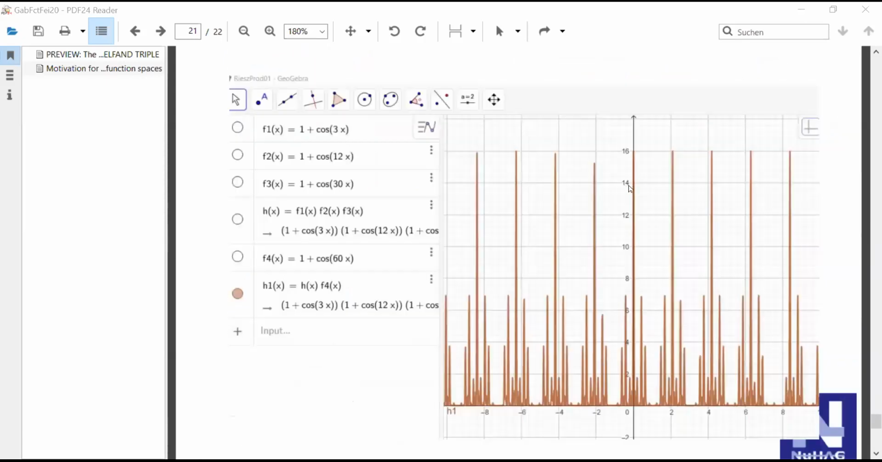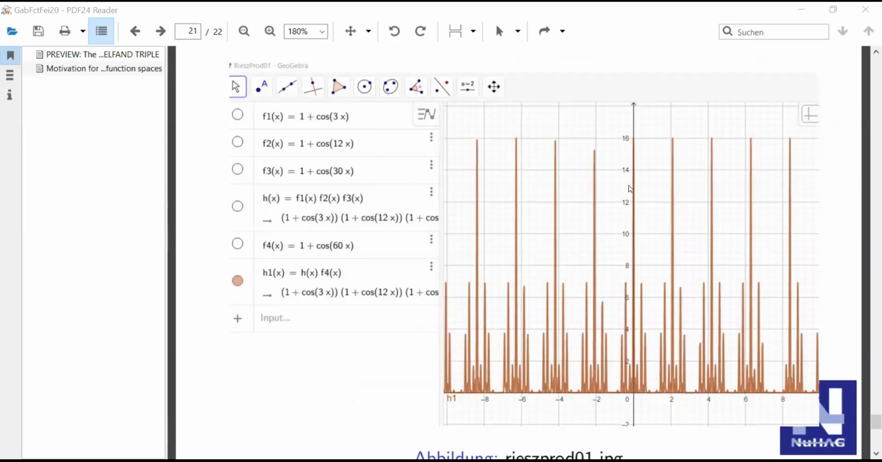Recently, I was asked to look at a paper on Riesz products, also going back to Frederick Riesz. And I thought, well, I would like to see how these functions look. And you type in f1 of x is 1 plus cosine of 3x. And then the idea was that you take cosine functions with quickly increasing frequencies. So I just typed in the three things.